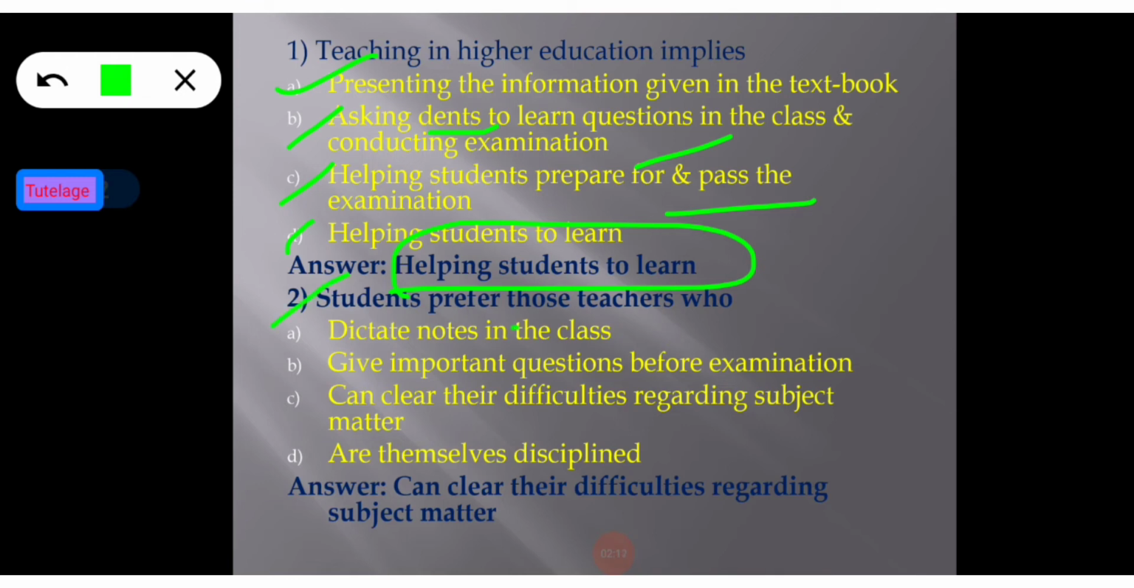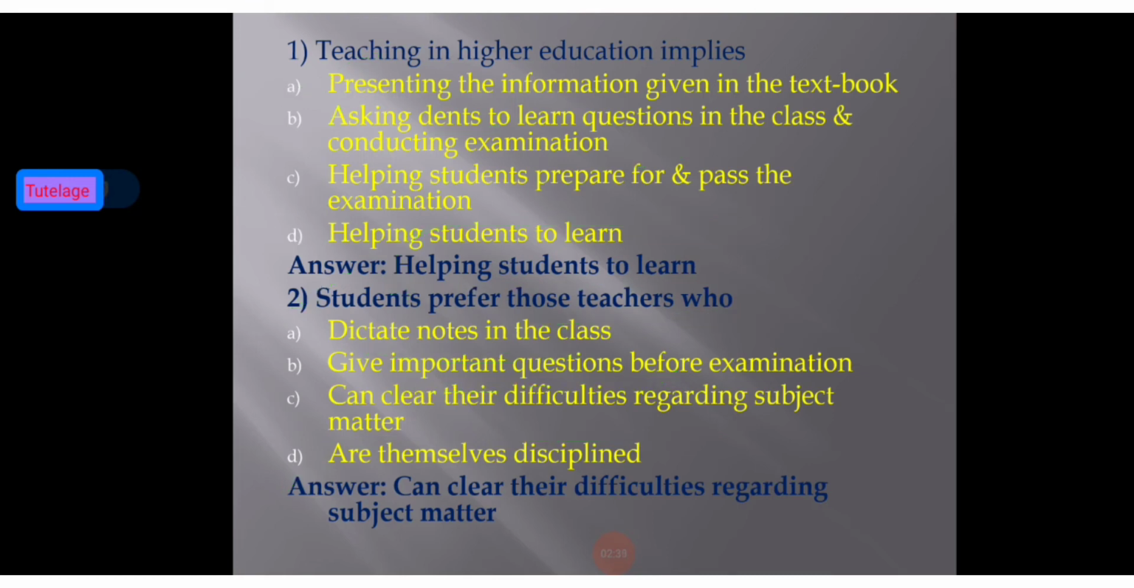Students prefer those teachers who, first one, dictate notes in the class, second, give important questions before examination, third, can clear their difficulties regarding subject matter, and number 4, are themselves disciplined. So obviously students always prefer those types of teachers who can clear their problems, their difficulties regarding subject matter. So now move on to the next question.